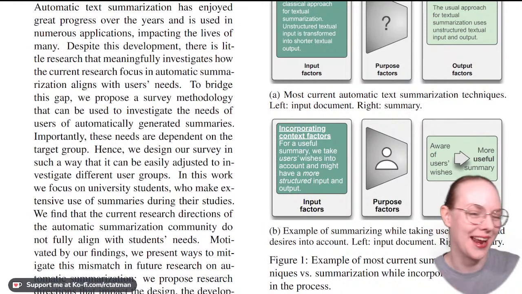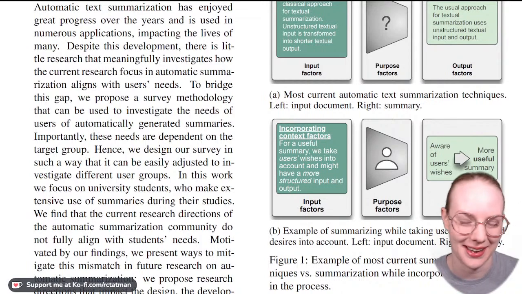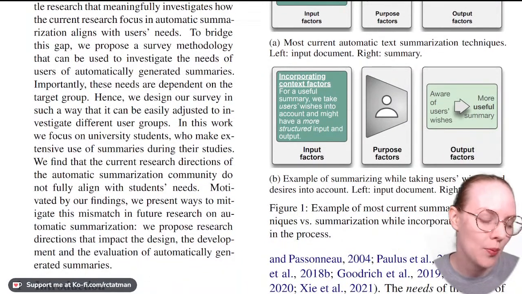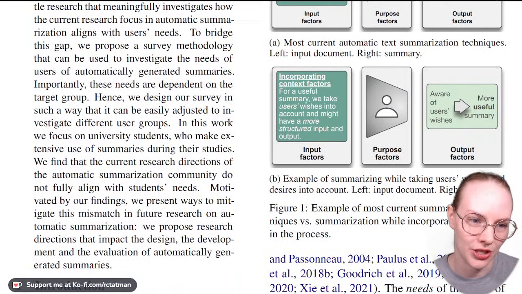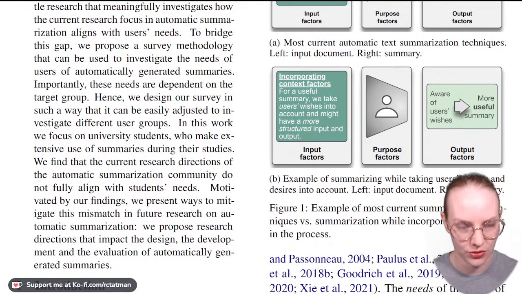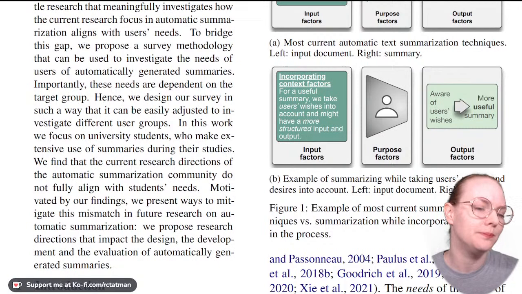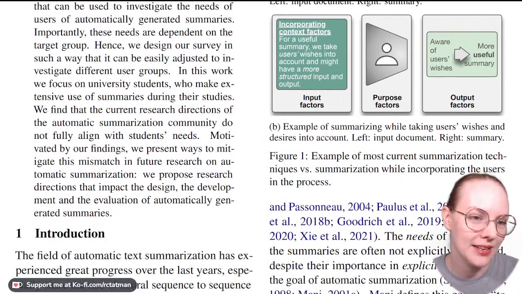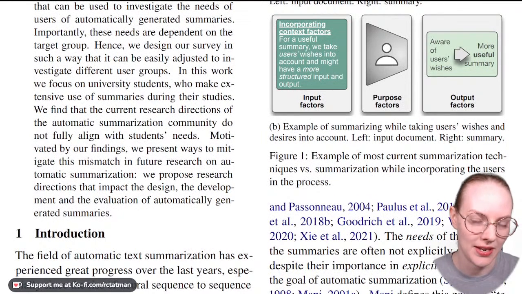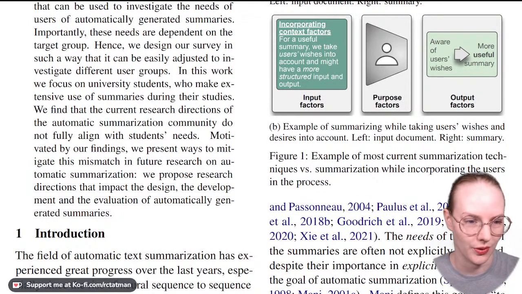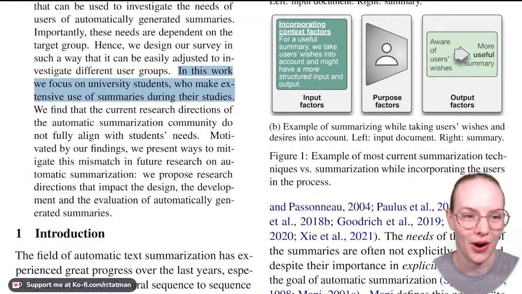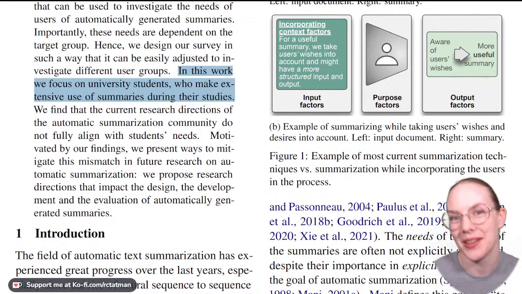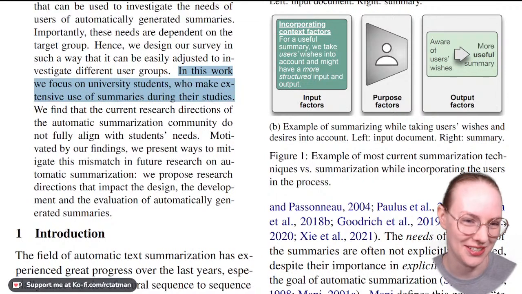Perhaps the first one that I would ask as someone working mainly in industry. To bridge this gap, we propose a survey methodology that can be used to investigate the needs of users of automatically generated summaries. Importantly, these needs are dependent on the target group. Hence, we design our survey in such a way that it can be easily adjusted to investigate different user groups. In this work, we focus on university students who make extensive use of summaries during their studies, and also are, I would say, a population of convenience for university researchers.